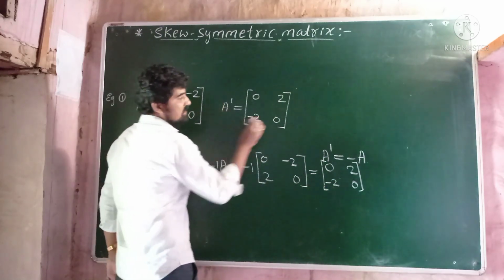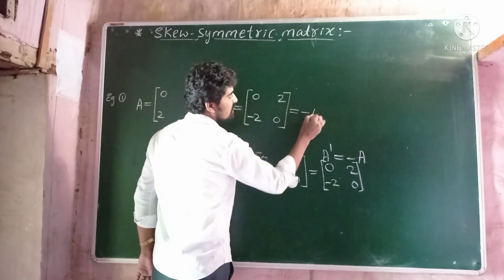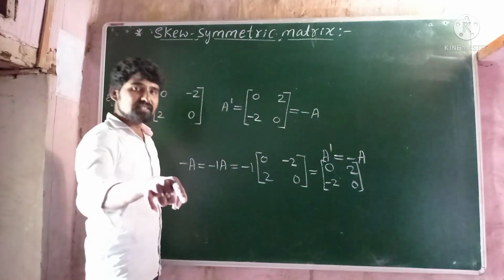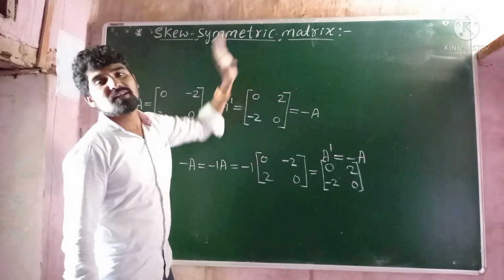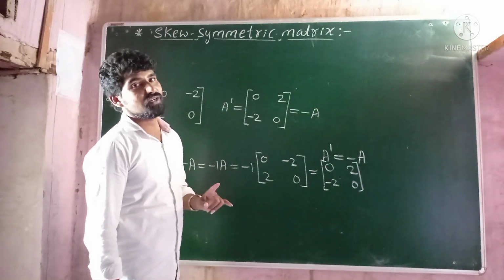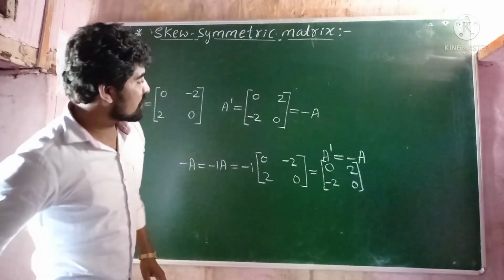Therefore this A dash matrix is equal to minus of the matrix A, and hence this matrix A is called a skew symmetric matrix. I hope all of you understood. Let us consider one more example.